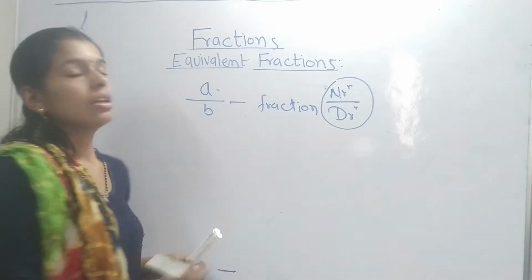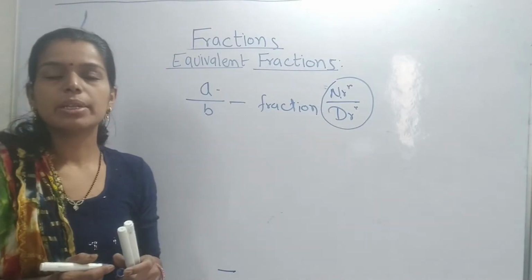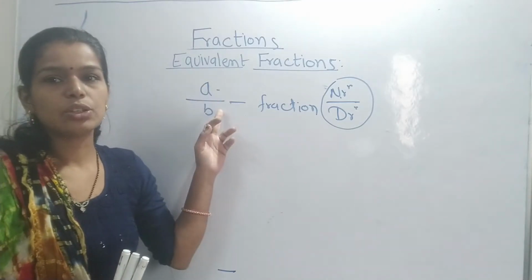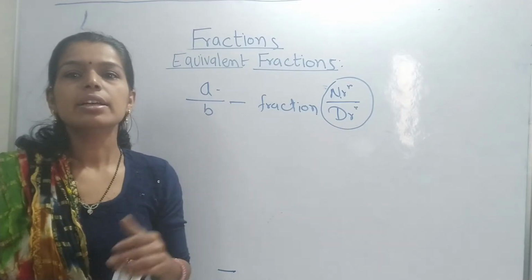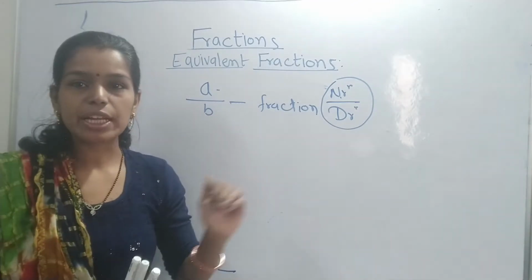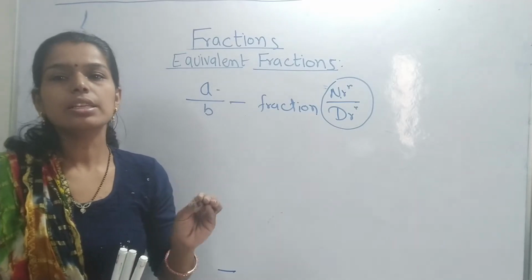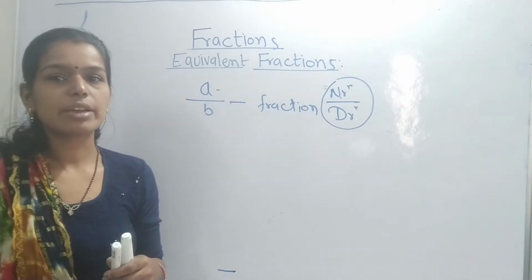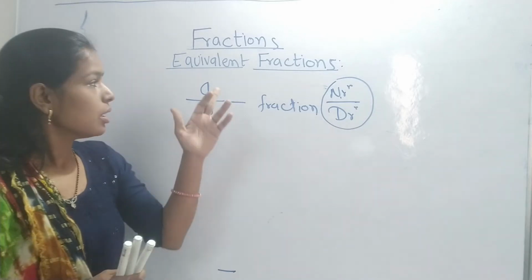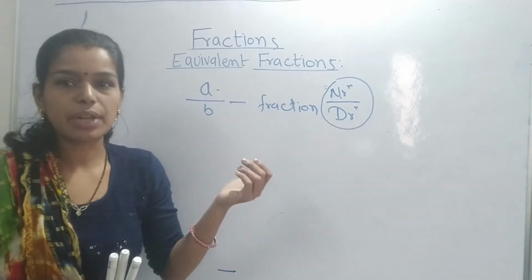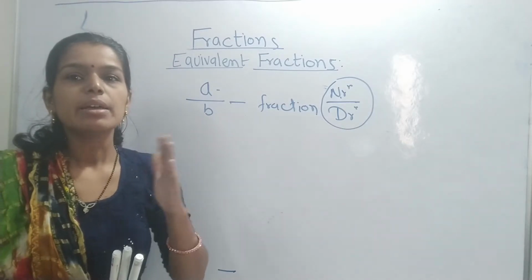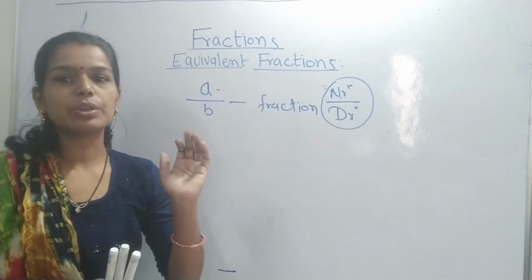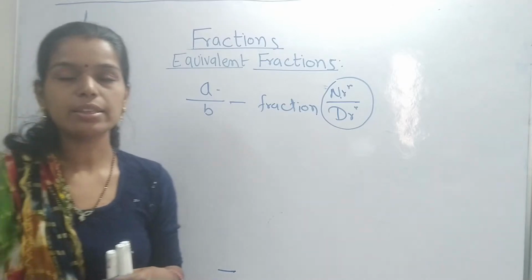Now see here, if we multiply or divide the numerator and denominator by the same number, then again a fraction is obtained. That fraction is called an equivalent fraction of the previous fraction. Understood what I have said? To the given fraction, if we multiply or divide by the same number, then the fraction so obtained is an equivalent fraction of the previous fraction. Let's see the definition and then some examples.